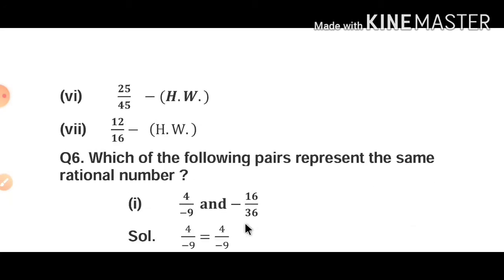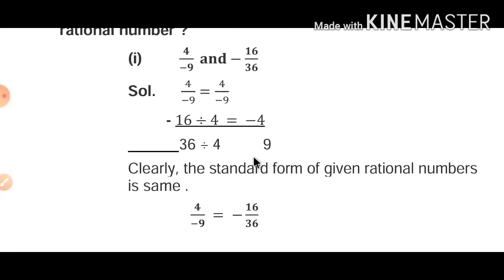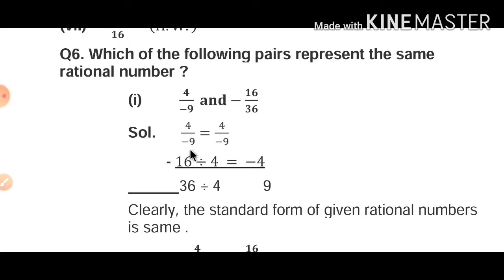Now next one, question number 6. Which of the following pairs represent the same rational number? 4 by minus 9 and minus 16 by 36. We have to see whether 4 by minus 9 and minus 16 by 36 are the same or not, equal or not. So you can see that 4 and minus 9 are not divisible by a common number, so 4 by minus 9 will remain the same only.